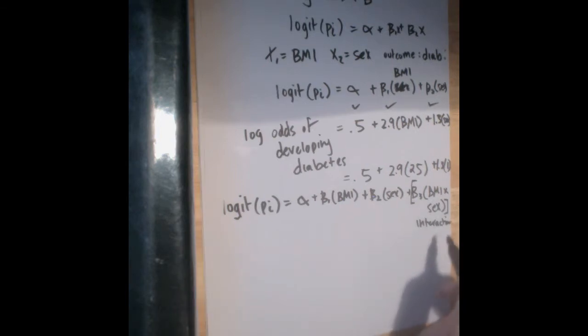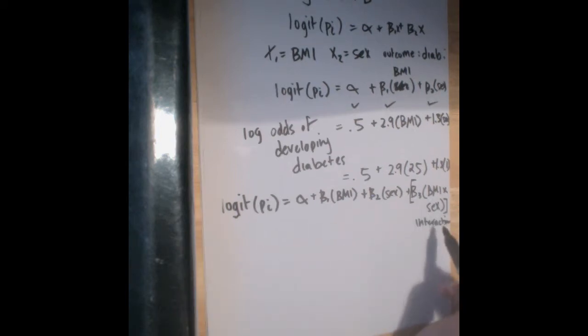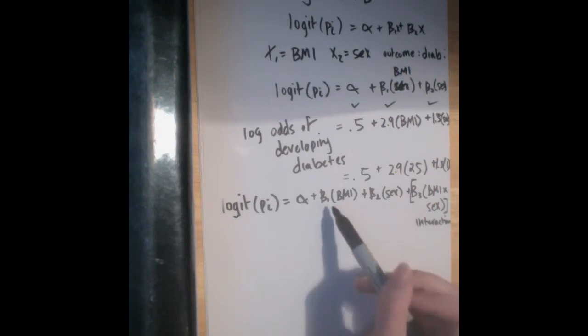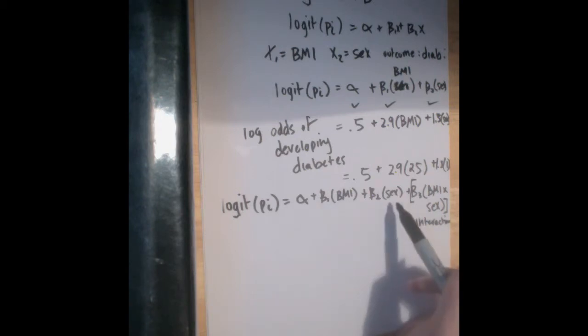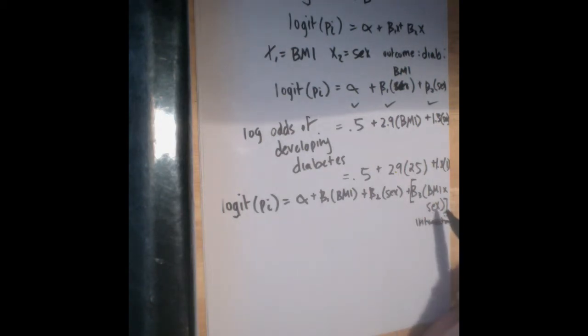So when we have this interaction term in here, what happens is that we can't interpret the main effects alone. So that would be beta 1 for BMI and beta 2 for sex. And this interaction term is basically the difference in log odds. So if we were going to think about this, it would be the difference in log odds ratios for a 1 unit increase in BMI for males versus females. This is what this means.